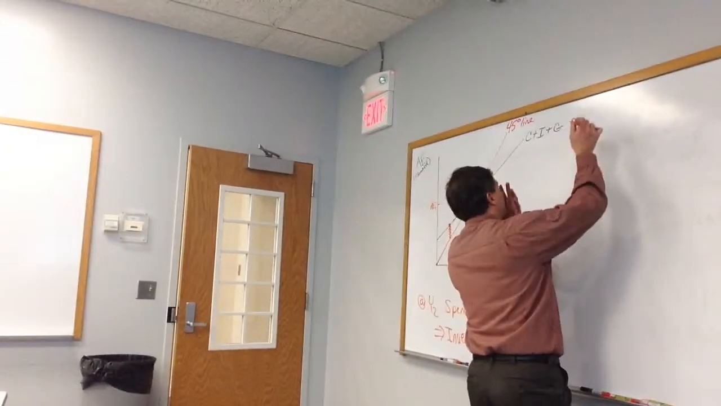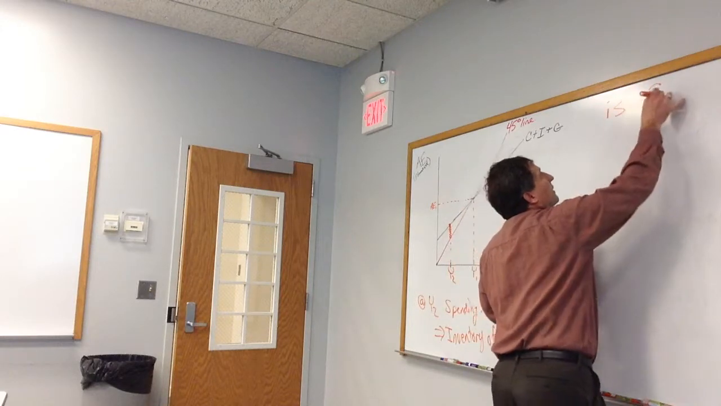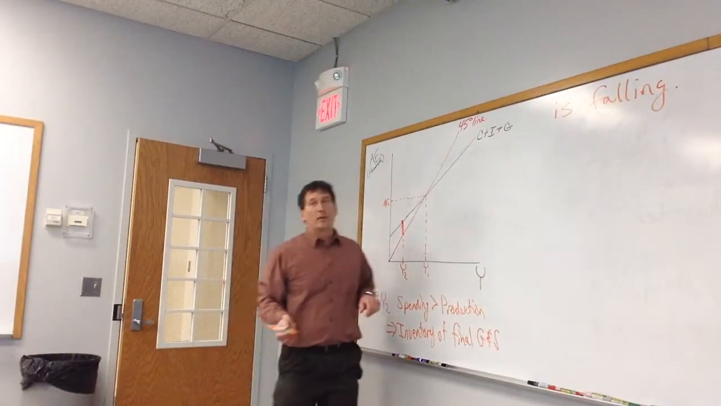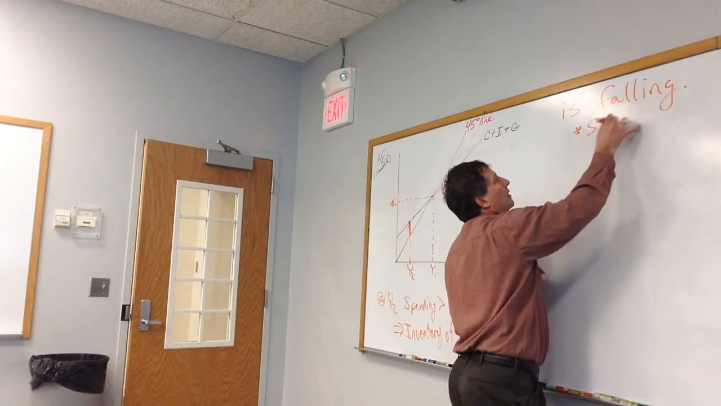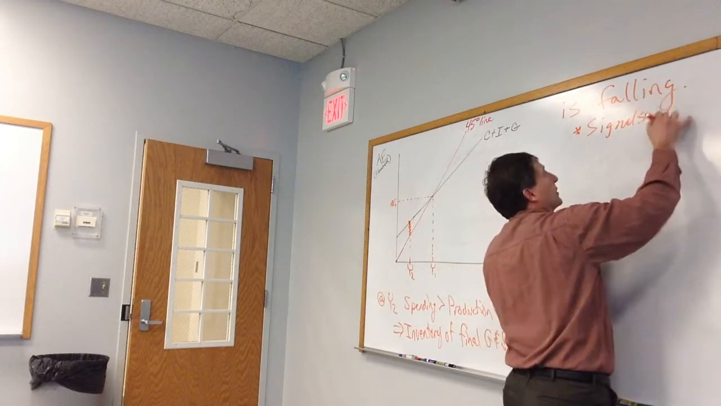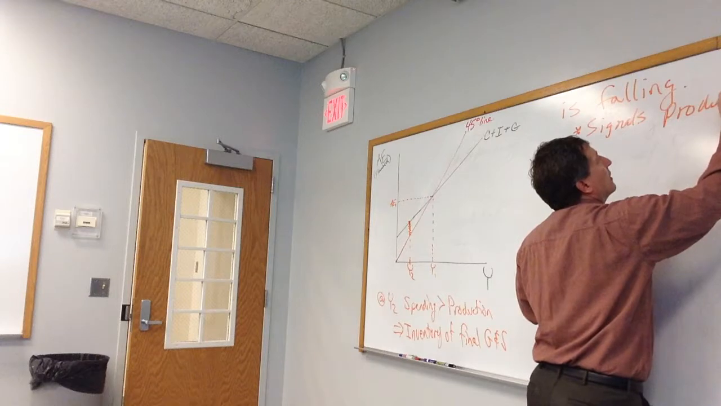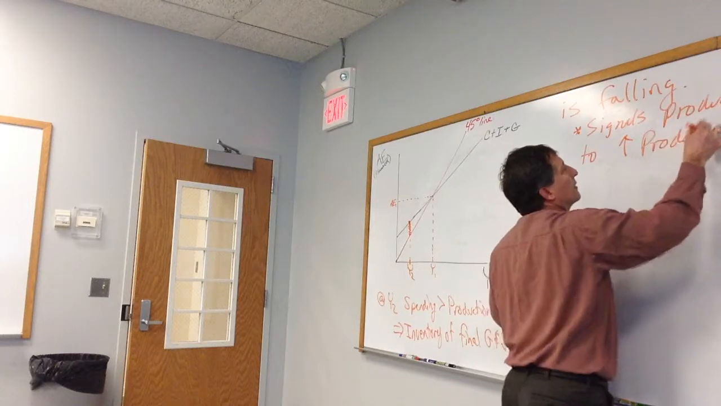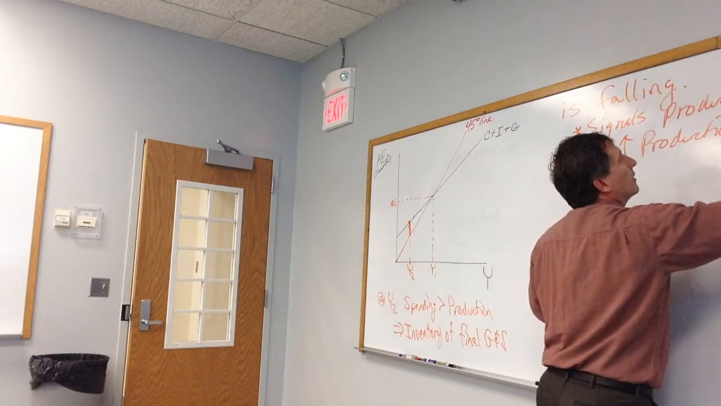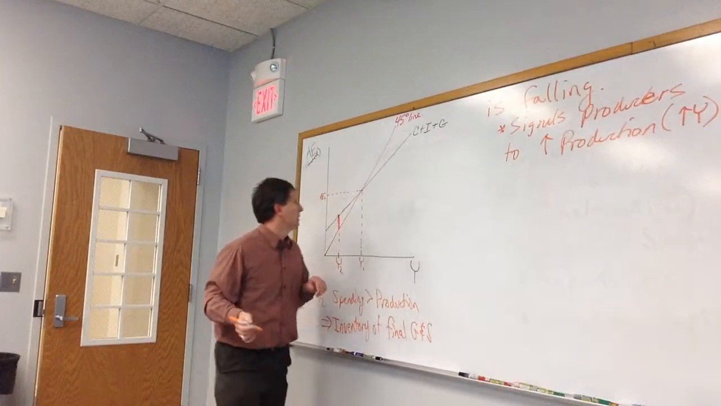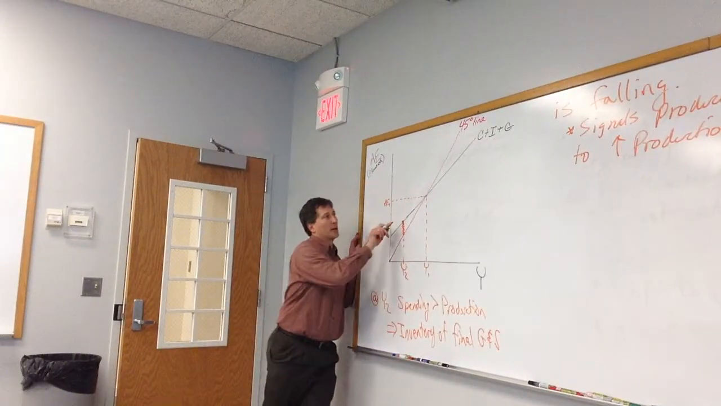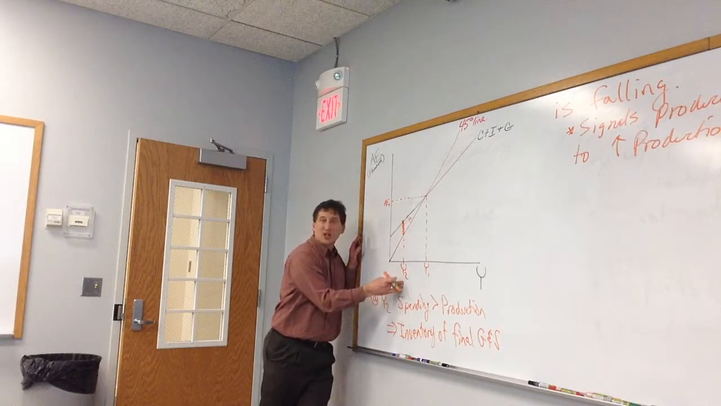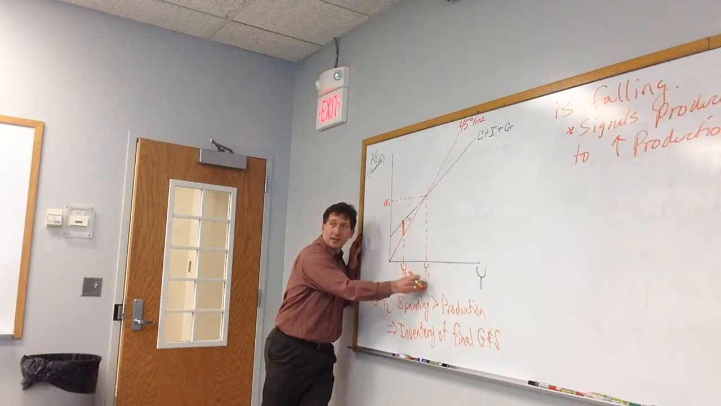So inventory of final goods and services is falling. That signals producers to increase production. So we're going to move this direction. What we're kind of doing is justifying why we think we'll be here in the long run.